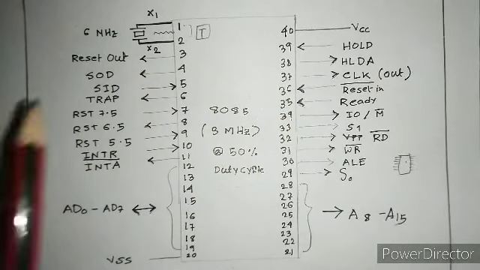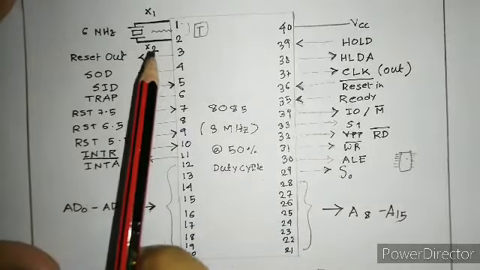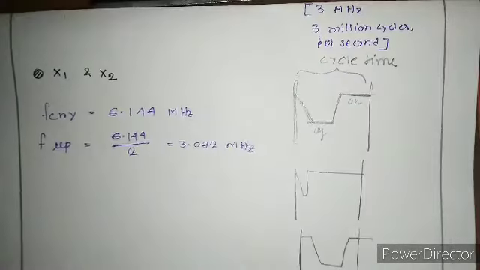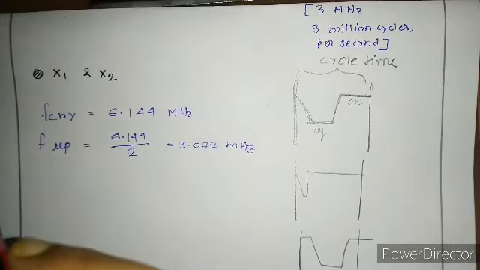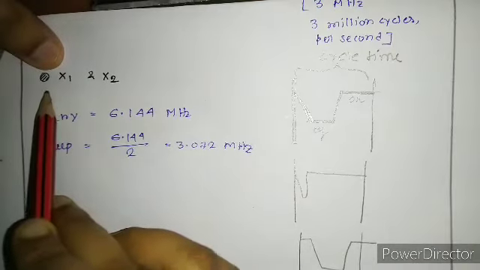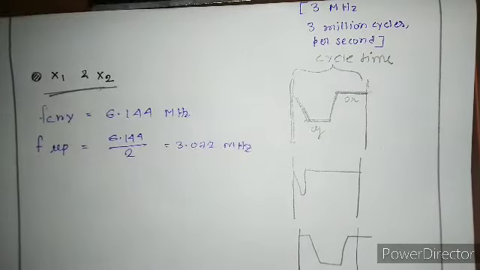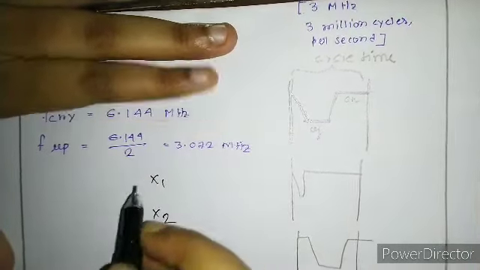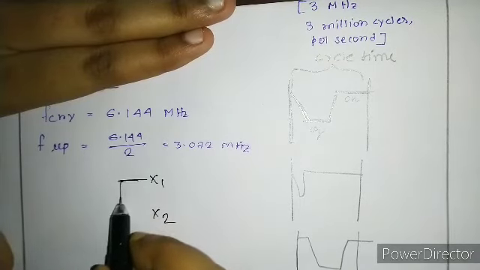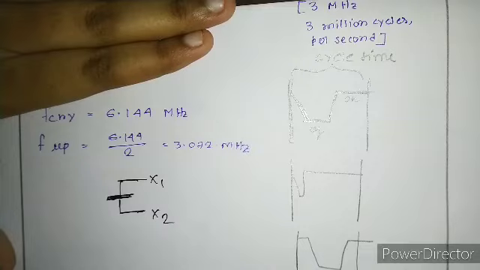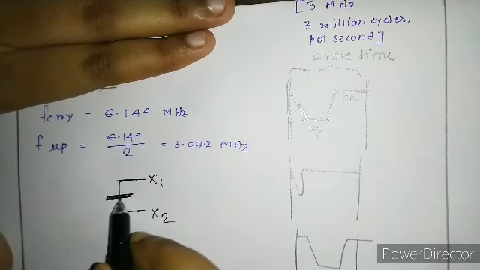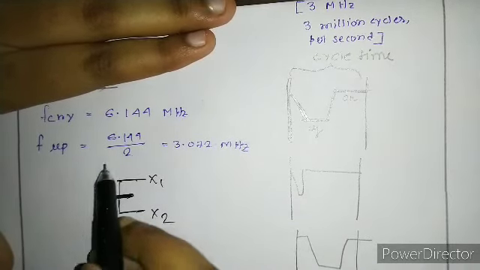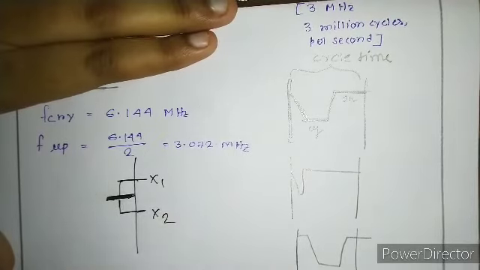The first two pins are X1 and X2. What do X1 and X2 do? X1 and X2 are connected to a crystal oscillator. Don't get terrified. Let me explain what a crystal oscillator is and what its function is in 8085.